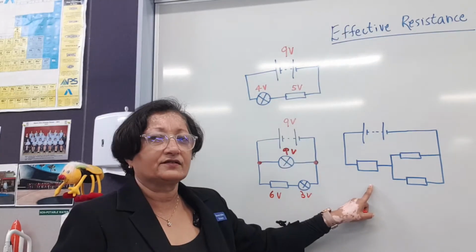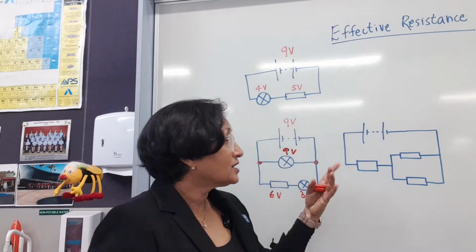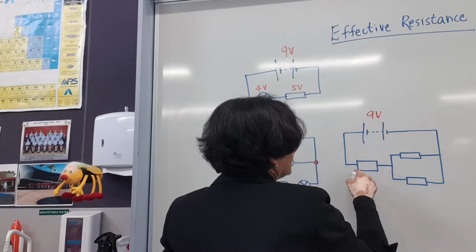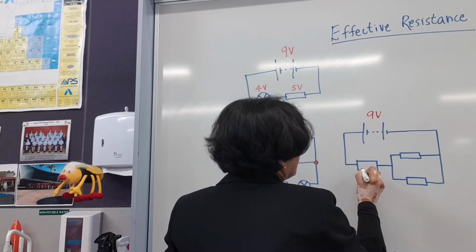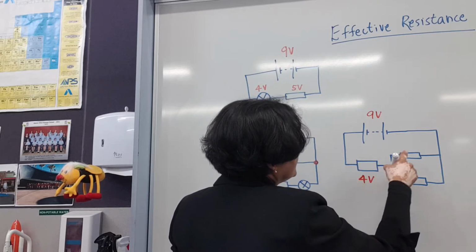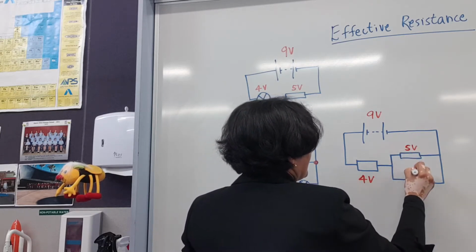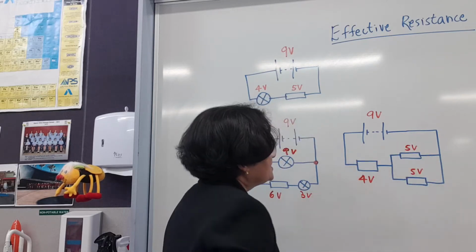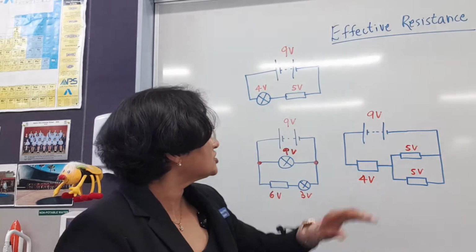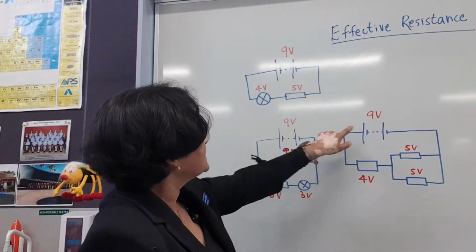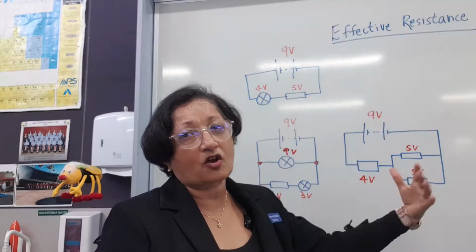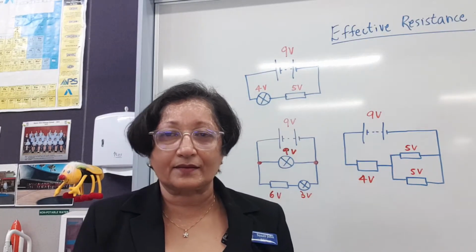I've got a slightly different circuit over here, talking about voltages. If this is 9 volts and this one is already taking up 4 volts, the remaining 5 volts goes up there. This is something we did in year 12. So that's about voltage. The voltage of the source remains the same, but the voltage across the components all depends on how they're connected and how many of them there are.